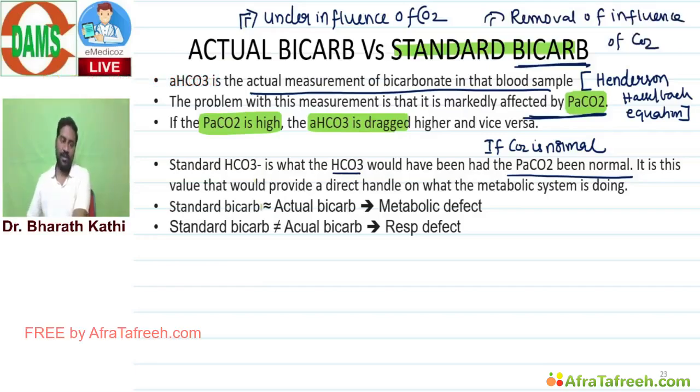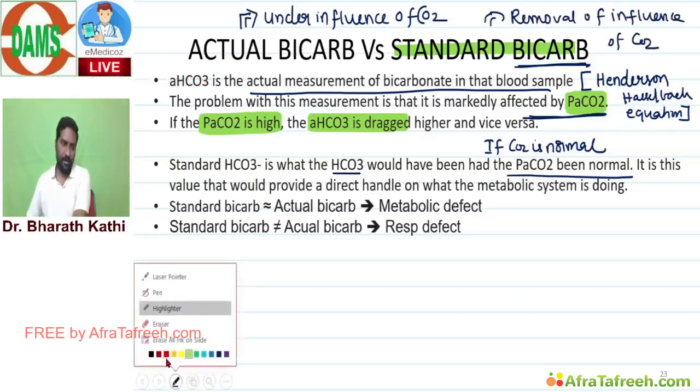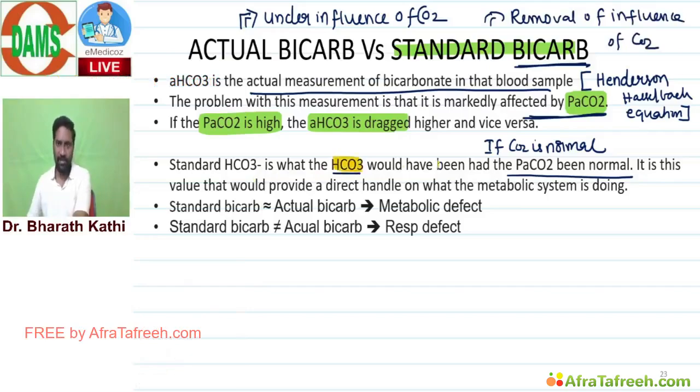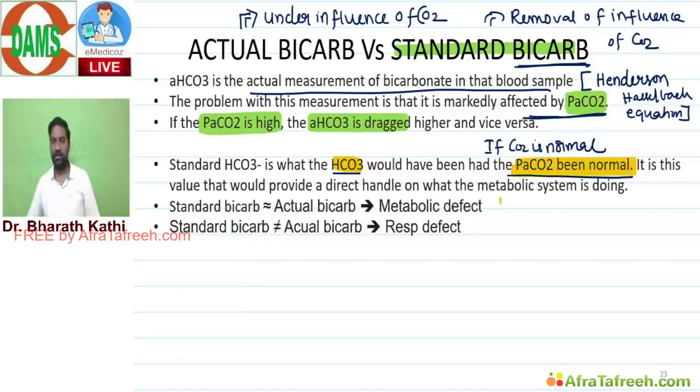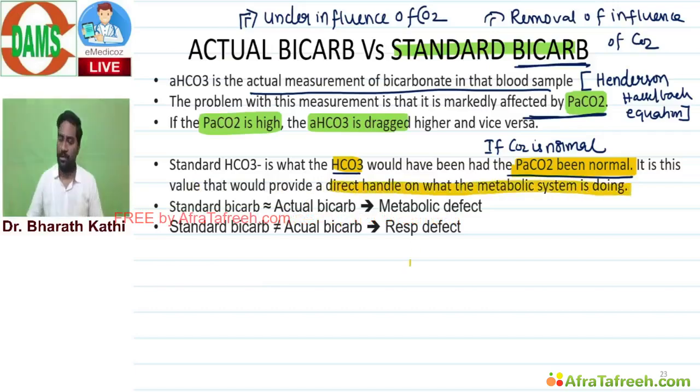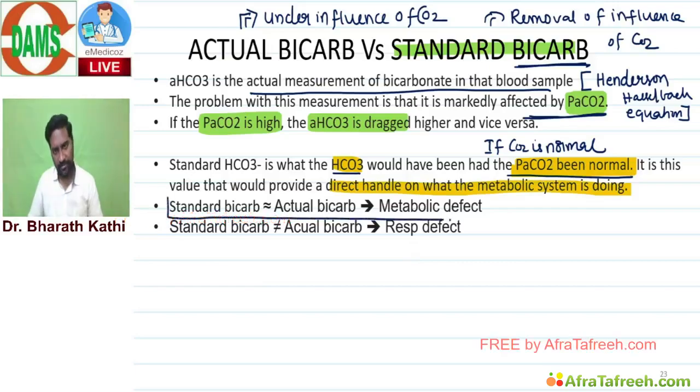So the definition, standard bicarbonate is what will be the bicarbonate if the PaCO2 had been normal. Now the machine will calculate considering CO2 as normal, and it is going to give the bicarbonate value. It is the value that would provide a direct handle on what the metabolic system is exactly doing. So just write down this relation. I will show you with some questions so that you will understand better.